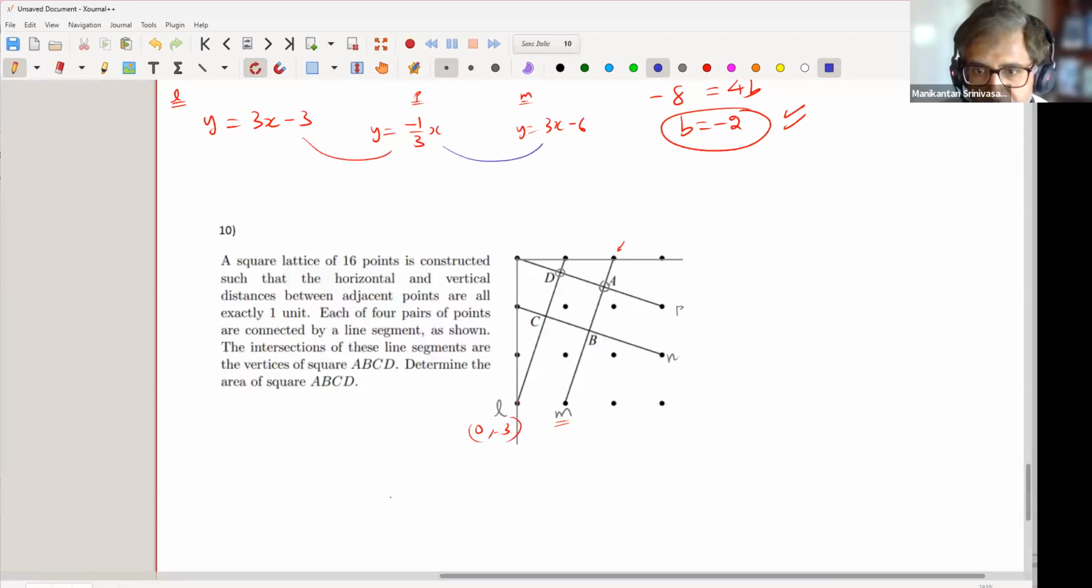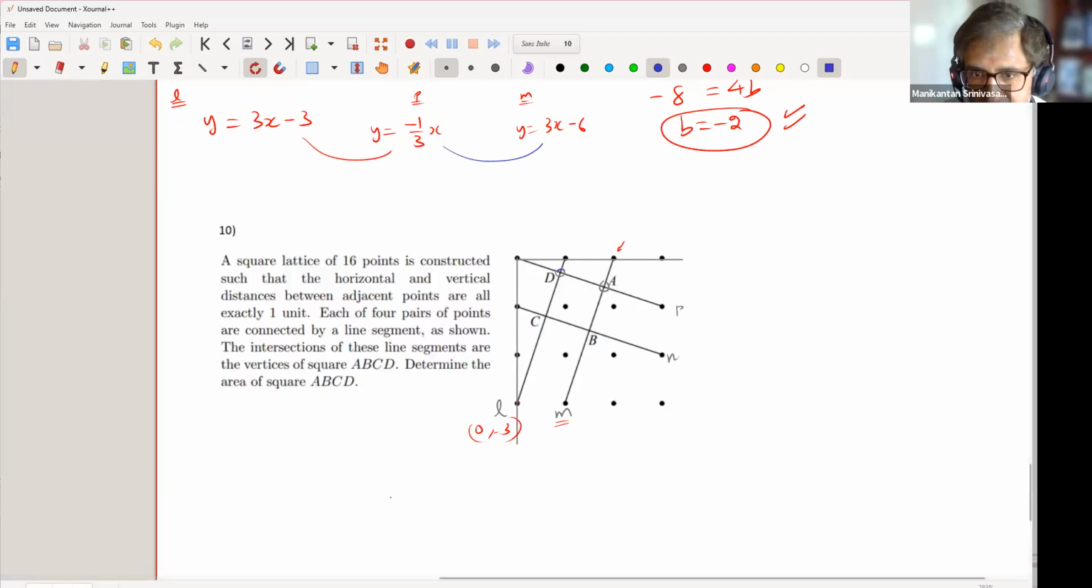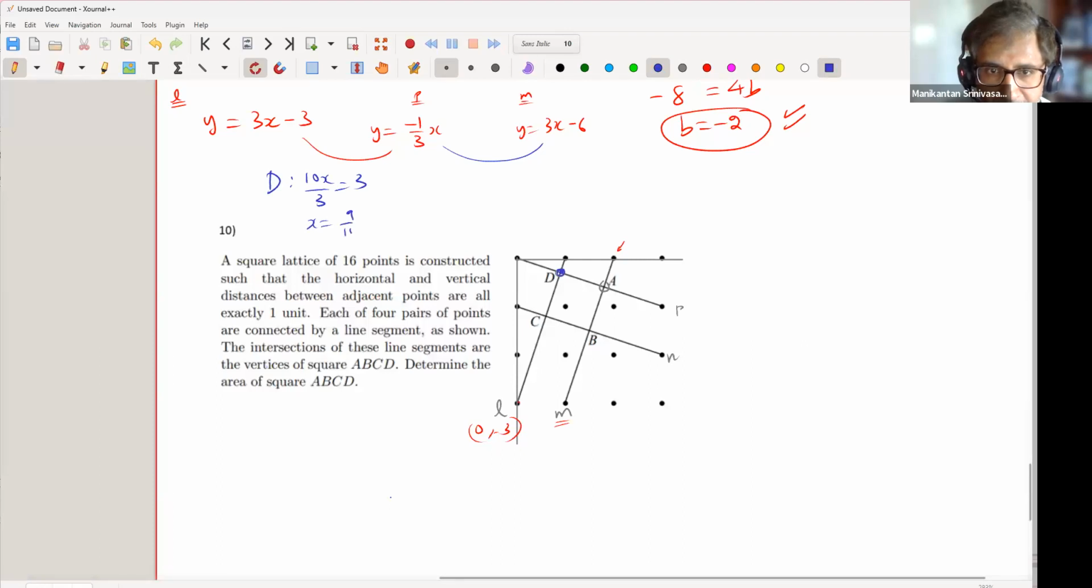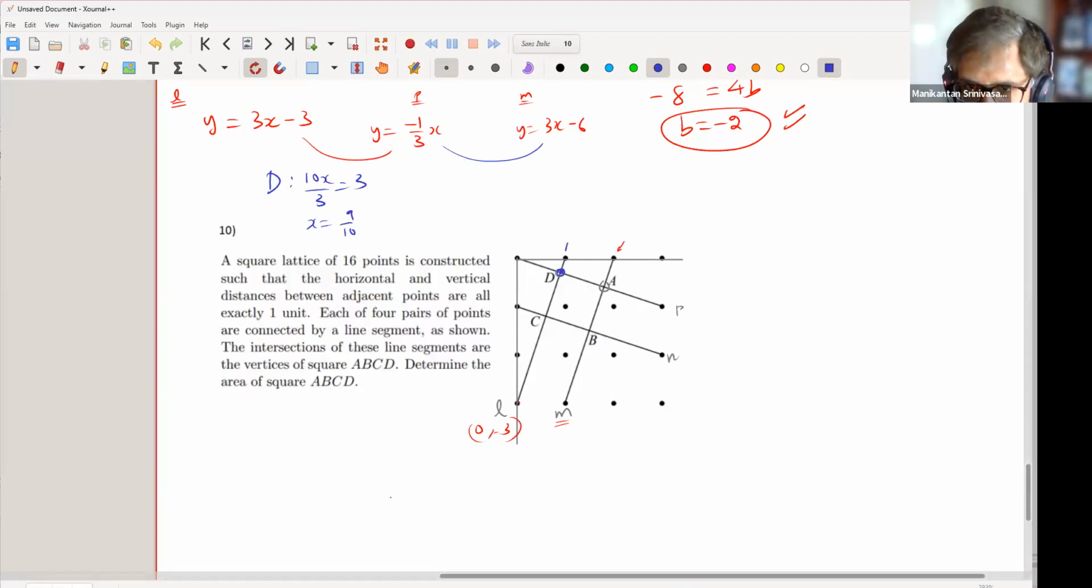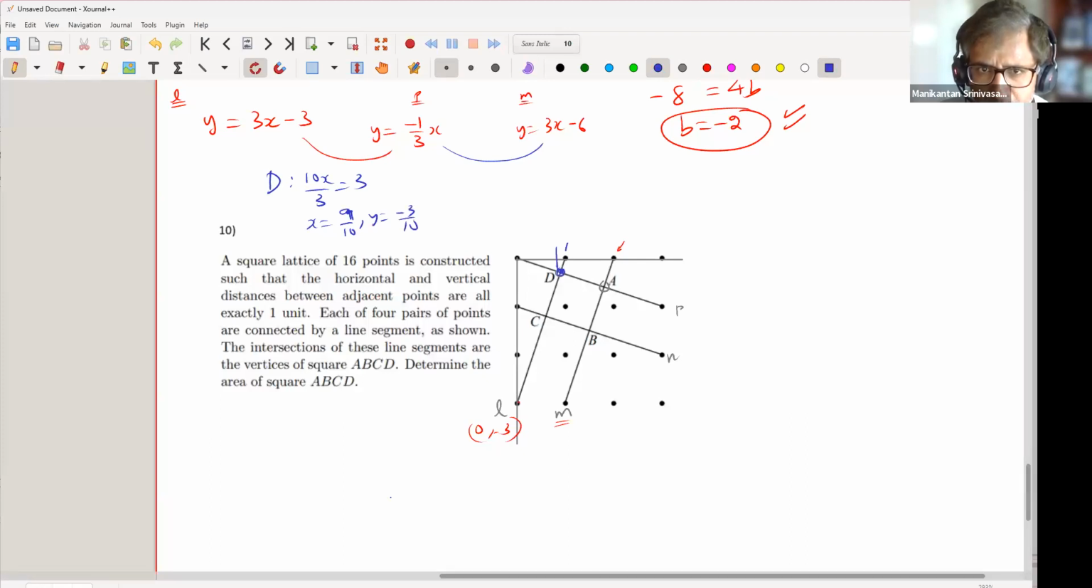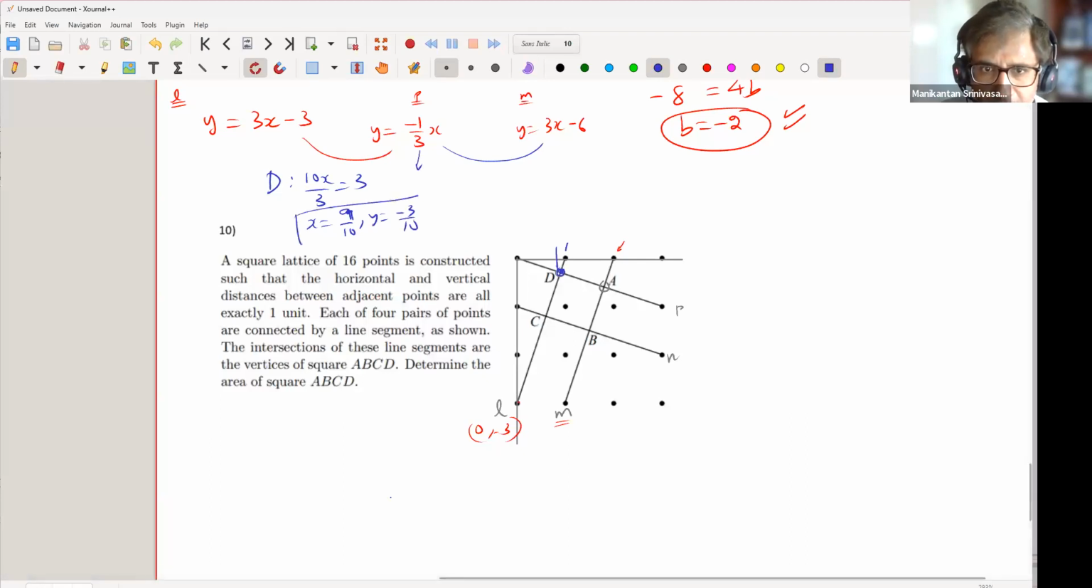The intersection of L and P will give me D. So D is the intersection of these two. I can say 3x plus 1/3 x, so 10x by 3 equals 3. Therefore, x is 9 by 10. And more or less, it makes sense. If this is 1, this looks like an x coordinate of 9/10. It's not unreasonable at least. So x is 9/10, and therefore the y coordinate is minus 1/3 into x, which is minus 3/10. So D is found.